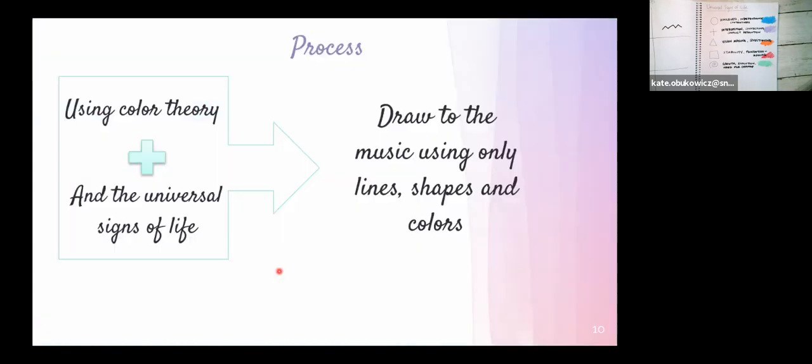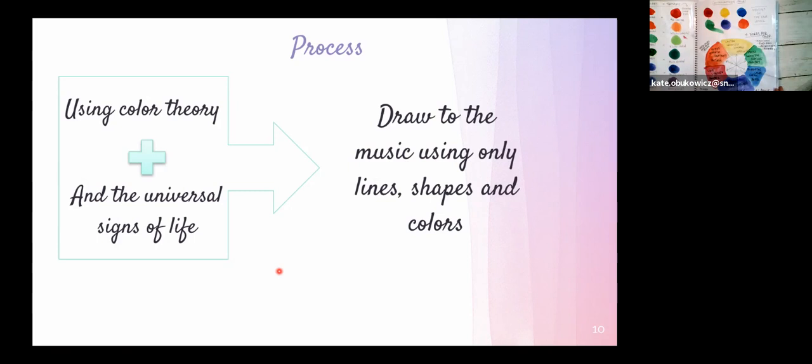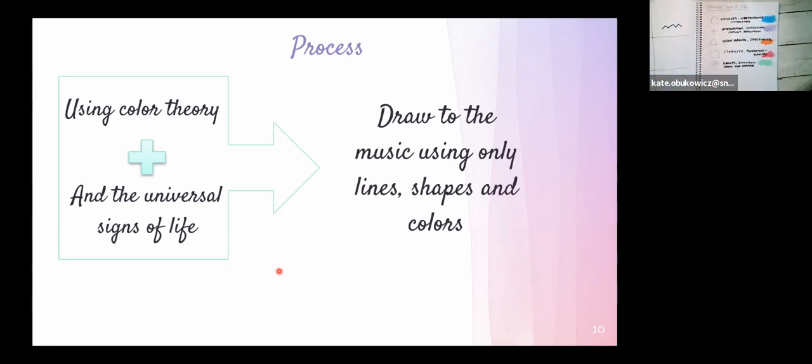So that was the color wheel. We're going to use the universal signs of life, what we just wrote. We're going to draw to some music, and we're going to only use lines, shapes, and colors. Okay, and you don't have to use the shapes that the universal signs. They're just a guide. It's up to you.